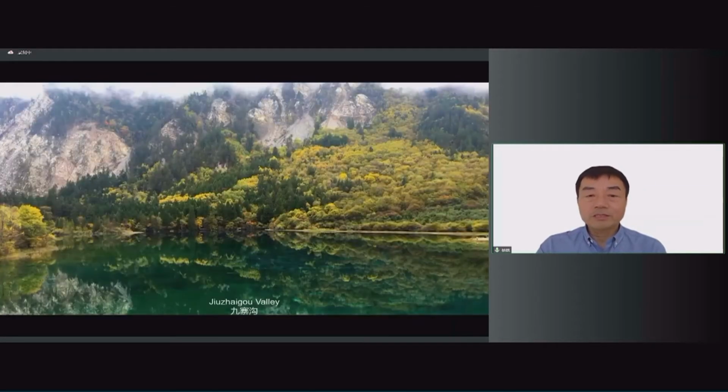And this is the Jiuzhai Valley, which is located in Sichuan province, with the most waterscape around the world. Streams, lakes, waterfalls, and also this is an area with a lot of Tibetan villages where people have lived for many generations. We also developed the conservation plans for this area.